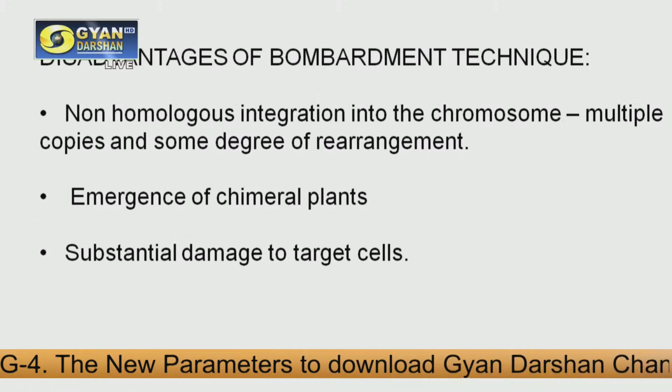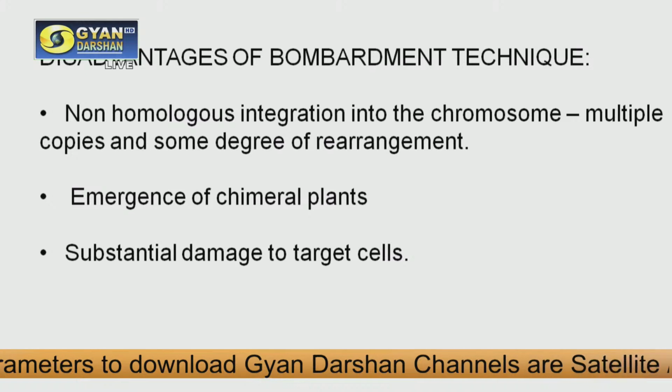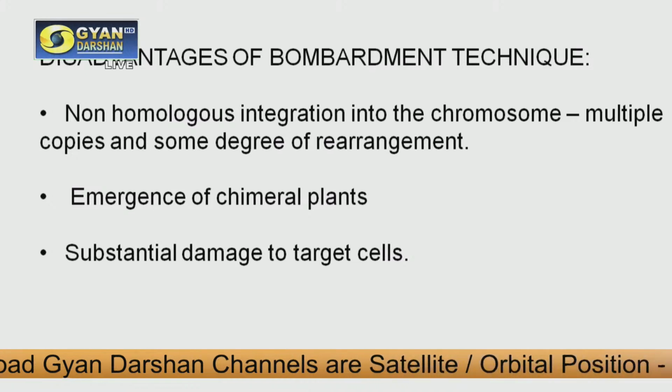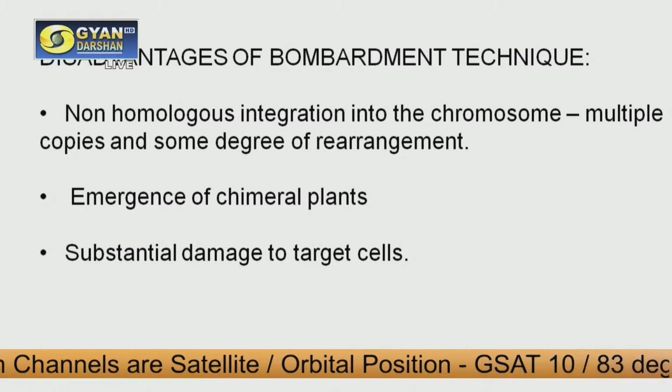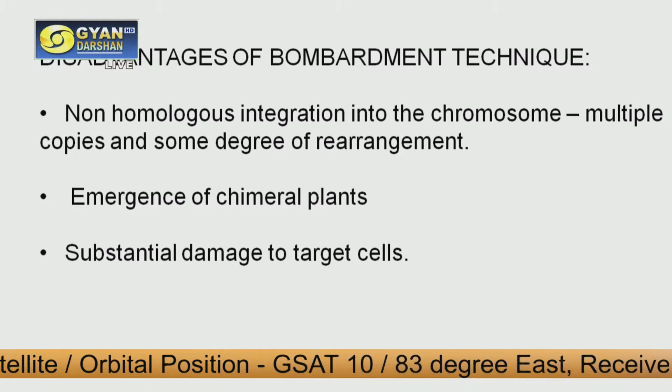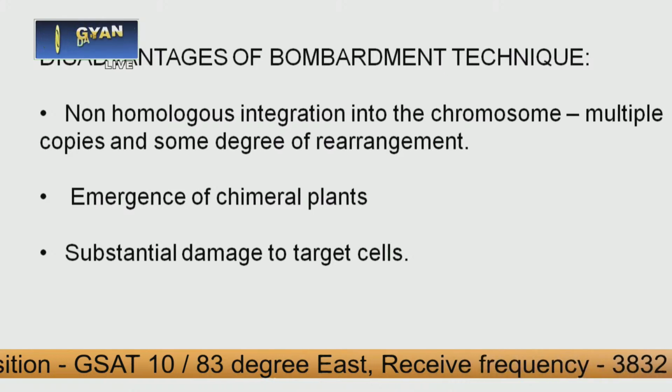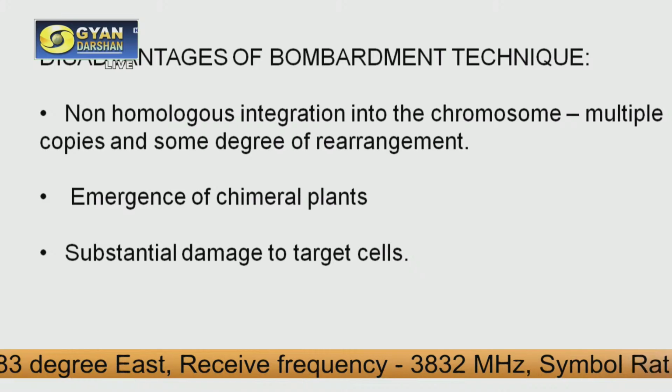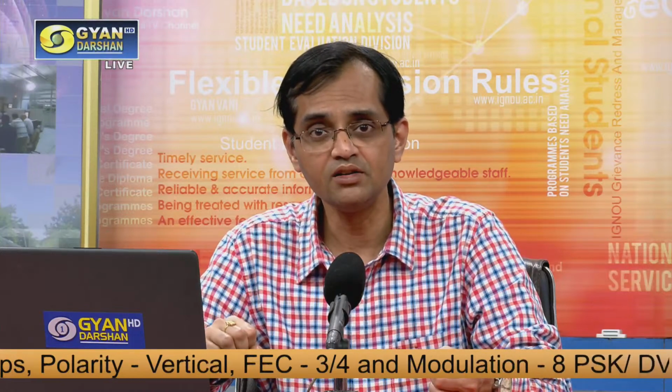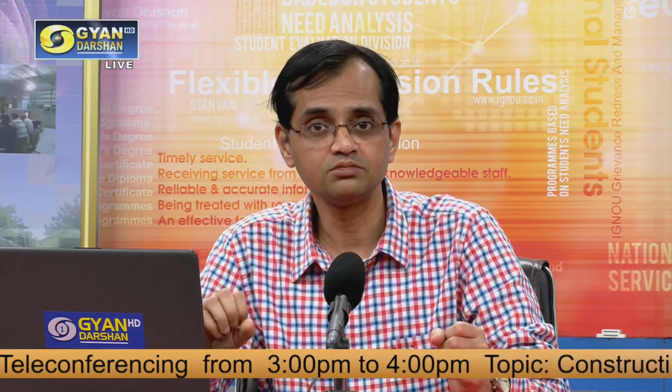But the disadvantages: non-homologous integration into the chromosome, multiple copies and some degree of rearrangement. See, you are doing it under high mechanical pressure. You are applying a very high velocity. Obviously, chances are there that there may be tissue damage or some degree of rearrangement of genes, mechanical injury to the tissue, and generation of the chimera. What is meant by chimera? Chimera means which is not expected. Chimera means there can be some cells which have been transformed, some cells which have not taken up the DNA.